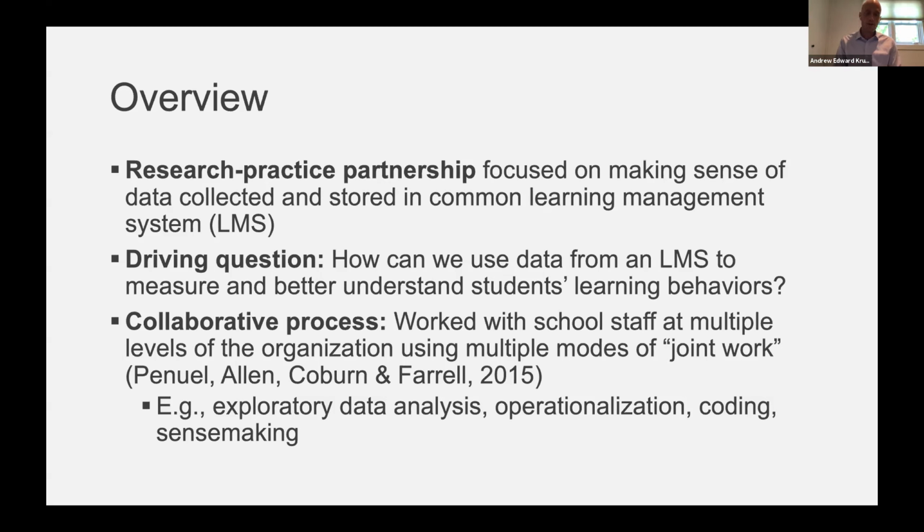So we tried to think about ways of bringing folks at multiple levels of the CMO into the process of working with these data. So we did joint exploratory data analysis. They participated in operationalization activities, coding activities, and then joint sense making.